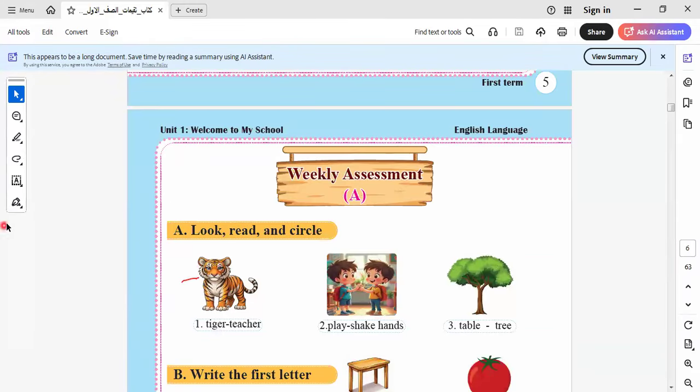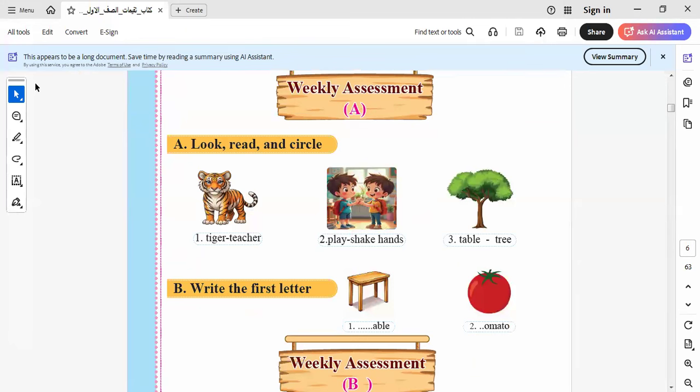Here is the weekly assignment. Let's do this exercise together. What is this? Tiger. You can learn it with me, and you are clever people, so we can answer. You answer well. What is this boy doing? Shake hands. So I select this one. Can play? No, can't play. Here are the two boys shaking their hands. What is this? Is it a table? No, it's not a table. It's a tree. Here it will be tomato. Here it will be table. Okay, let's continue the rest of the unit.